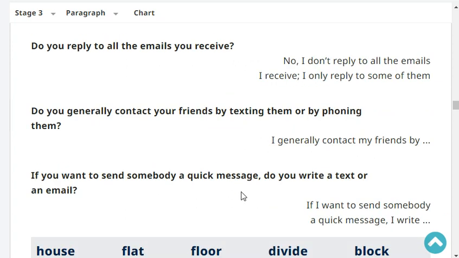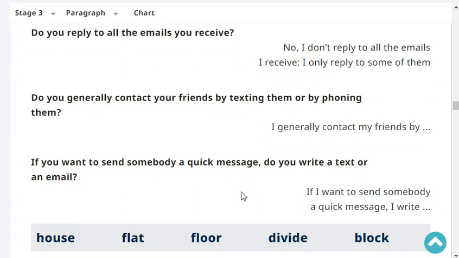Some of them. Very good. Do you generally contact your friends by texting them or by phoning them? I generally contact my friends by mobile phone. Yes, but how do you, text? Texting or calling? Texting. I generally contact my friends by texting them. Very good.